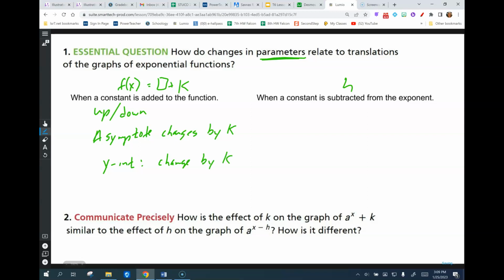Now, if the constant is subtracted from the exponent, that's h. This is going to be a horizontal shift. Okay, so this is going to be right and left. And this is going to be where the asymptote doesn't change. I didn't change it vertically, so the asymptote doesn't change.